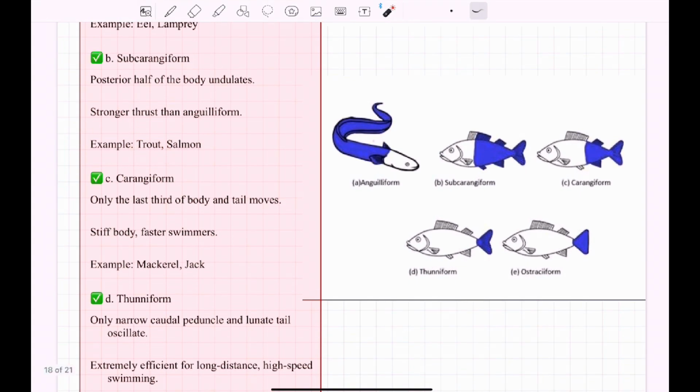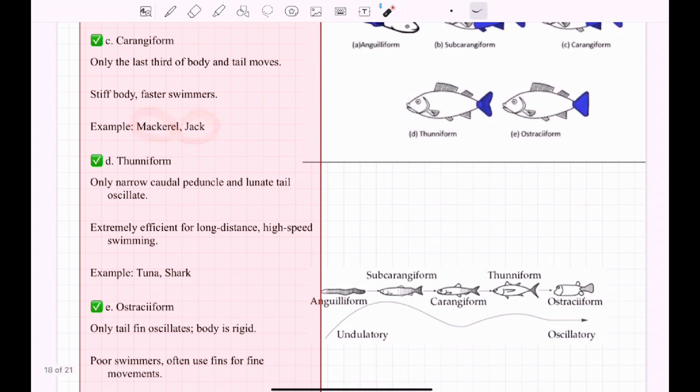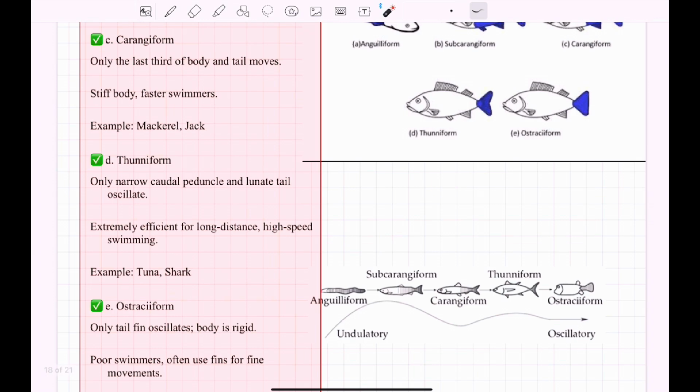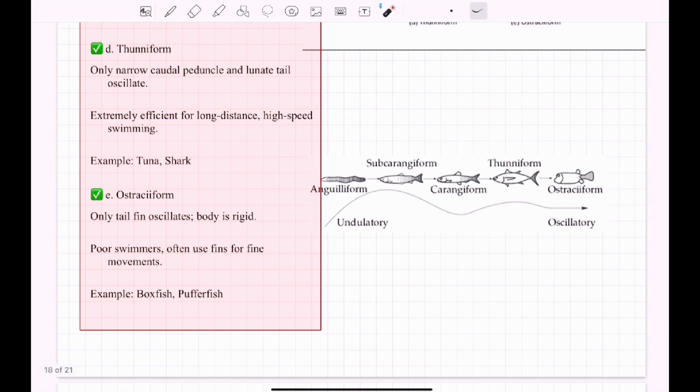Then carangiform. In carangiform, only the last third portion of the body will show the undulation. The rest of the body will be stiff. For example, mackerel and jack. Then cuneiform motion. In cuneiform motion, only the caudal portion will act as an oscillating or undulating organ, for example tuna and shark. Then ostraciform motion. In ostraciform motion, it's only the tail fin that will oscillate and the rest of the body is rigid. For example, pufferfish and boxfishes.